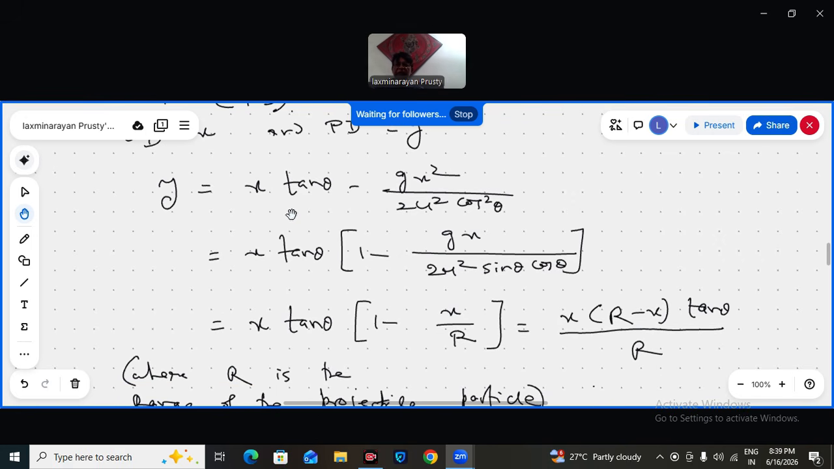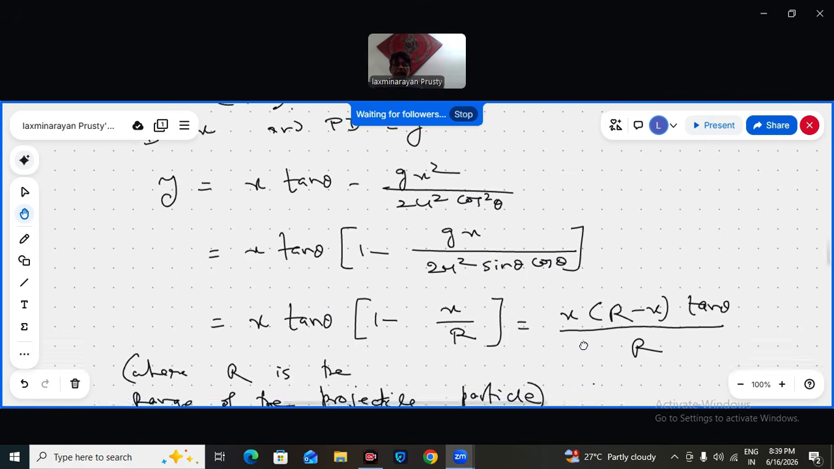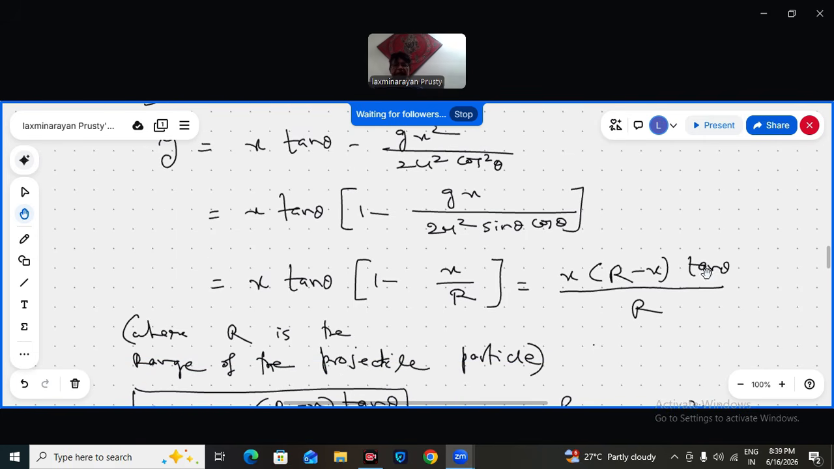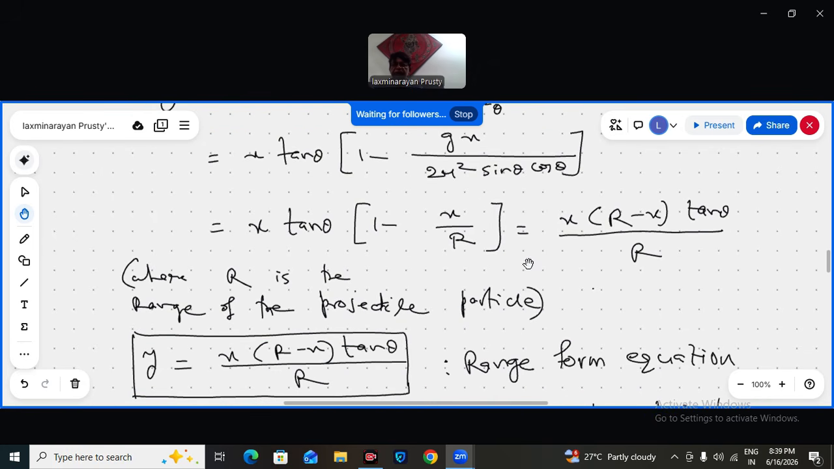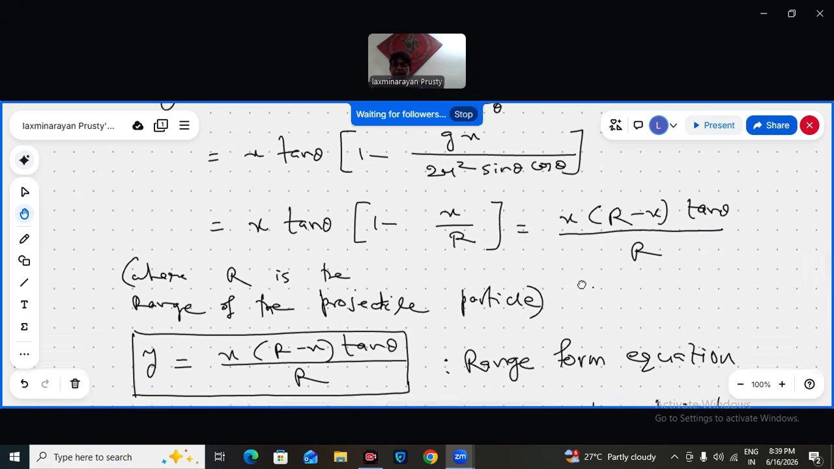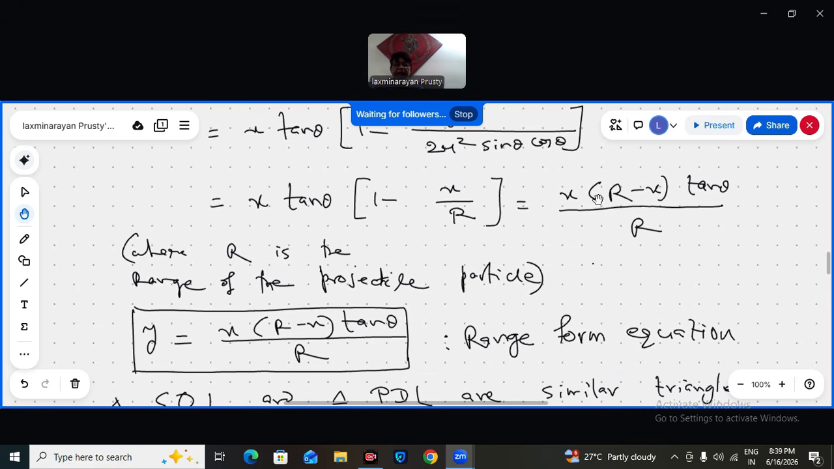So x tan theta, if I take common, there is 1 minus gx by 2u square cos square theta. I bring g down, this becomes range. So x tan theta into 1 minus x by r, or x into r minus x tan theta by r. This is the y, where r is the range of the projectile particle. This is known as the range form equation.